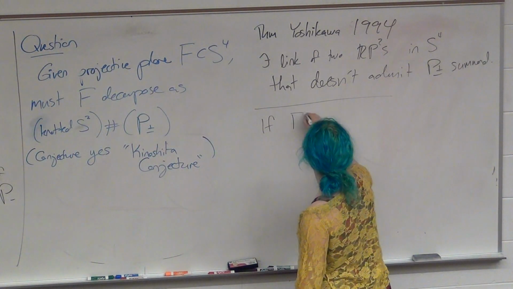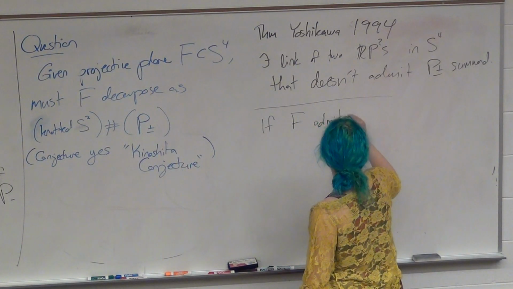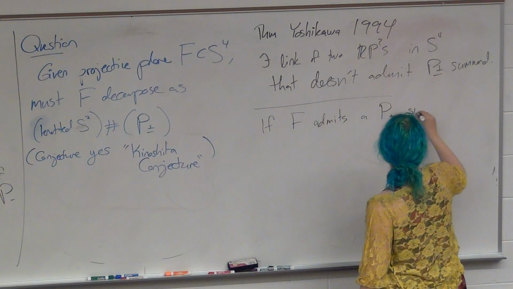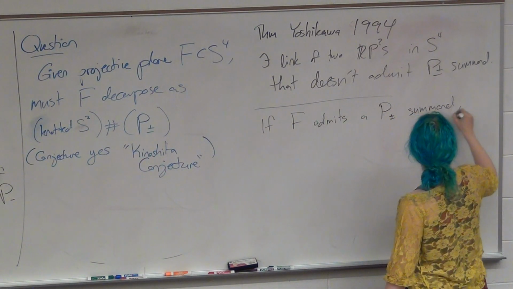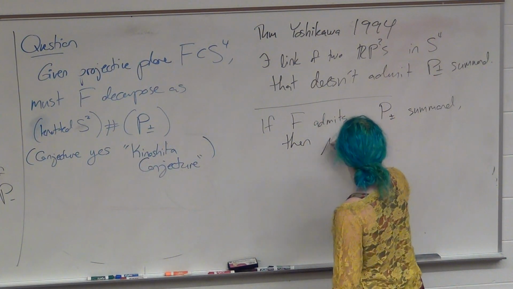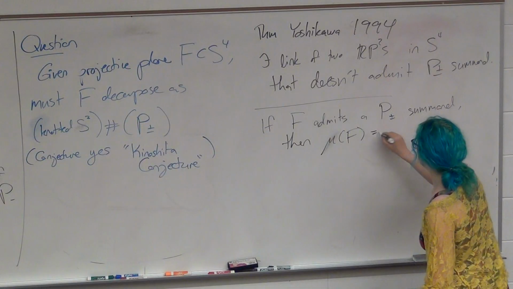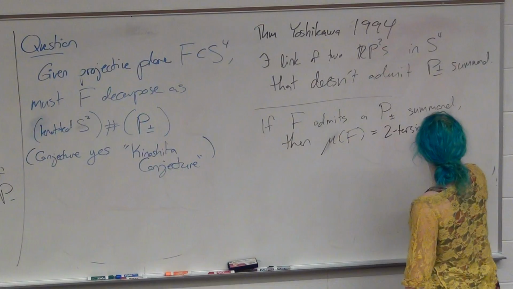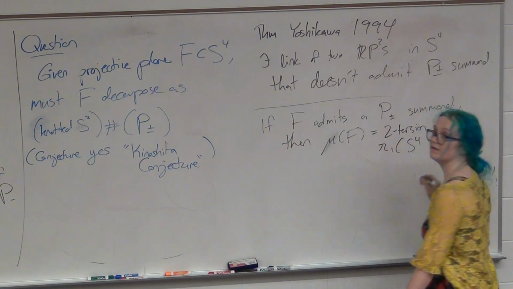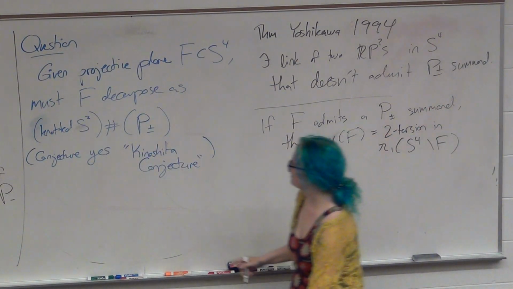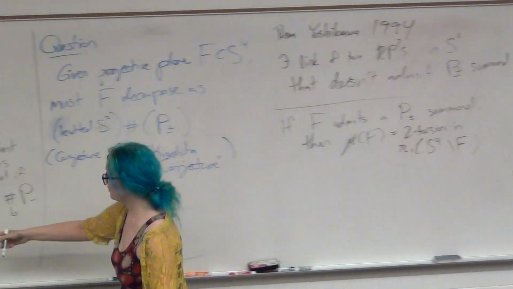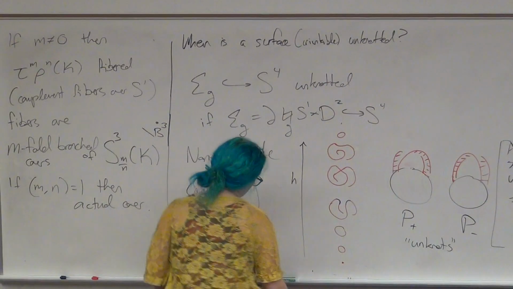So if F admits a projective plane summand, then when I look at the meridian of F, this is two torsion in the complement of F. And that's true because I can figure out what the fundamental group of the complement of just P plus or minus is. They're so small, they each have one minimum.